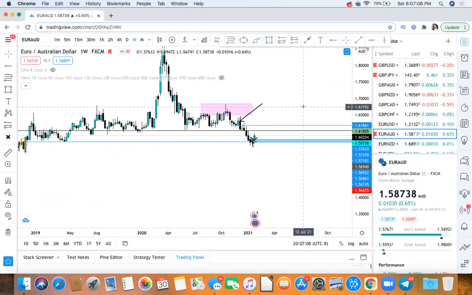So Euro AUD should have a very bullish year for the rest of this year. We could catch some retracements coming down as well on lower time frames, for a couple pips, maybe 100 or 200 pips retracements coming back down. But overall, Euro AUD should be very, very bullish.